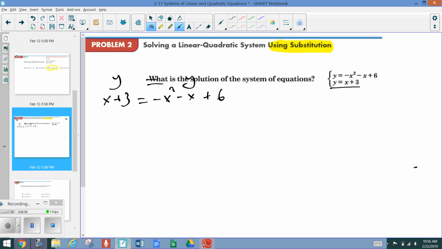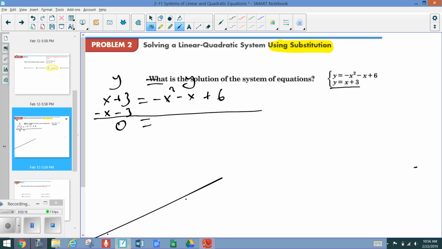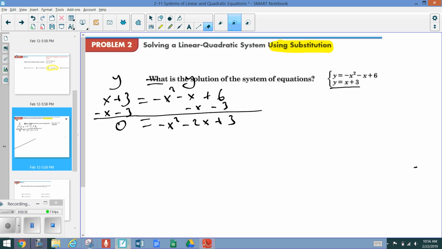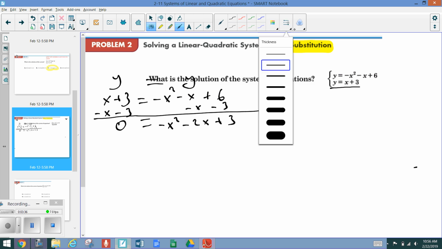So I'm going to work on this, and then I'm going to bring those to standard form. For that reason, I'm going to subtract x and 3 from both sides. When I do it, it cancels out. There's going to be 0, right? Subtract x and 3. So minus x minus 3, that makes -2x plus 3. Yes, at the end.